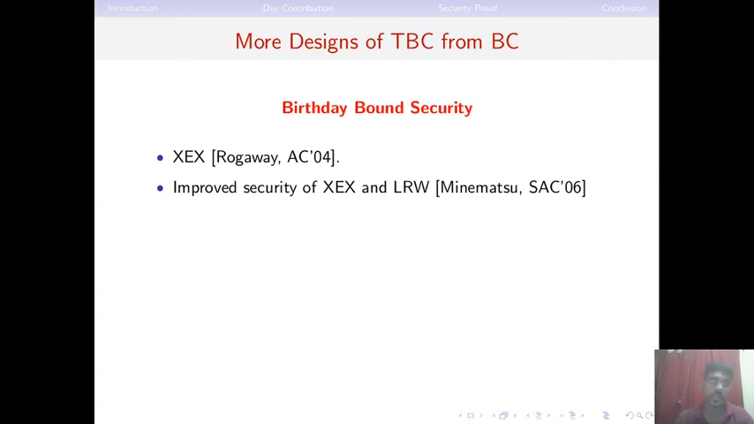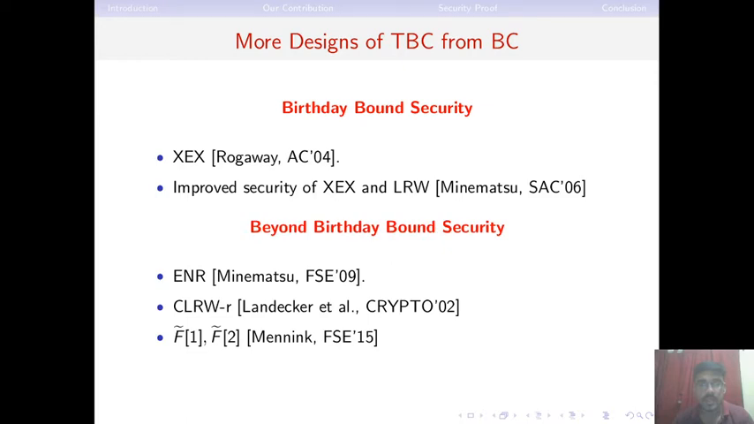Okay. So there have been a couple of examples which are shown to have birthday-bound security, birthday-bound secure tweakable block ciphers. These are, for example, the XEX construction proposed by Rogaway in Asiacrypt 2004, and the improved security analysis of XE, XEX and LRW constructions was done by Even-Mansour in SAC 2006. There have been a couple of other examples of tweakable block ciphers which give beyond birthday-bound security. For example, the construction by Even-Mansour, or CLRW, the cascading of the LRW construction by Landecker et al. There have been other constructions by many, like the F1 and F2 constructions, proposed in FSE 2015. So all these constructions are basically built out of a block cipher.